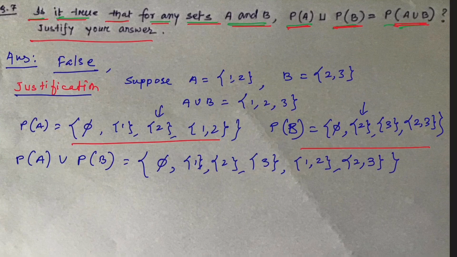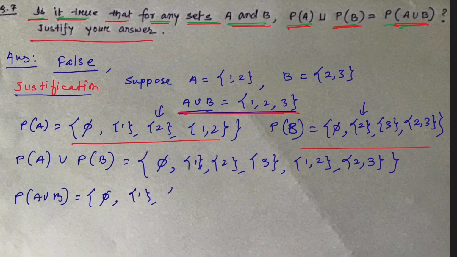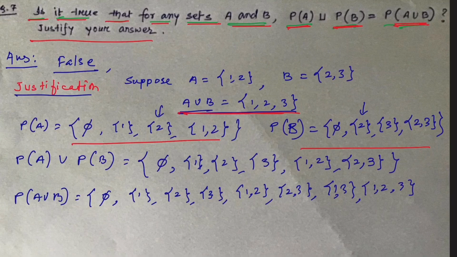Now let's find the power set of A union B. So there must be the empty set, then the set containing 1, the set containing 2, then the set containing 3, then {1, 2}, {2, 3}, then {1, 3}, then {1, 2, 3}.